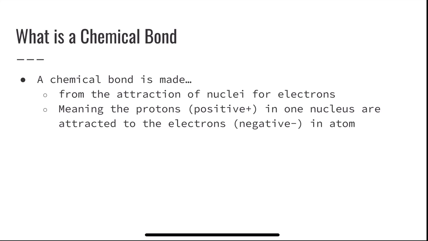So first off, what is a chemical bond? A chemical bond is made from the attraction of nuclei for electrons. So this basically means the protons, which are positive in one nucleus, are attracted to the electrons, which are negative, in an atom.